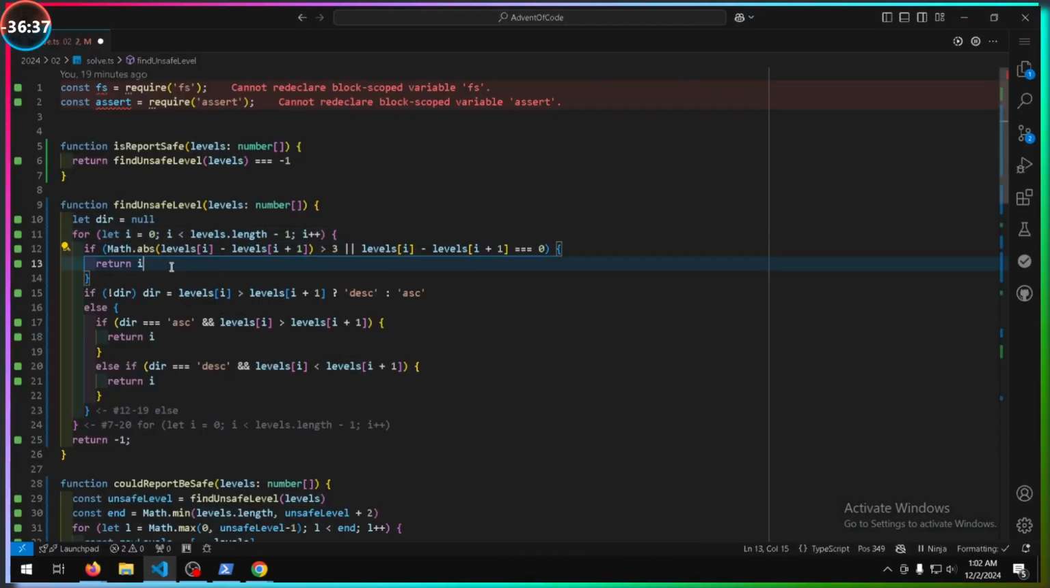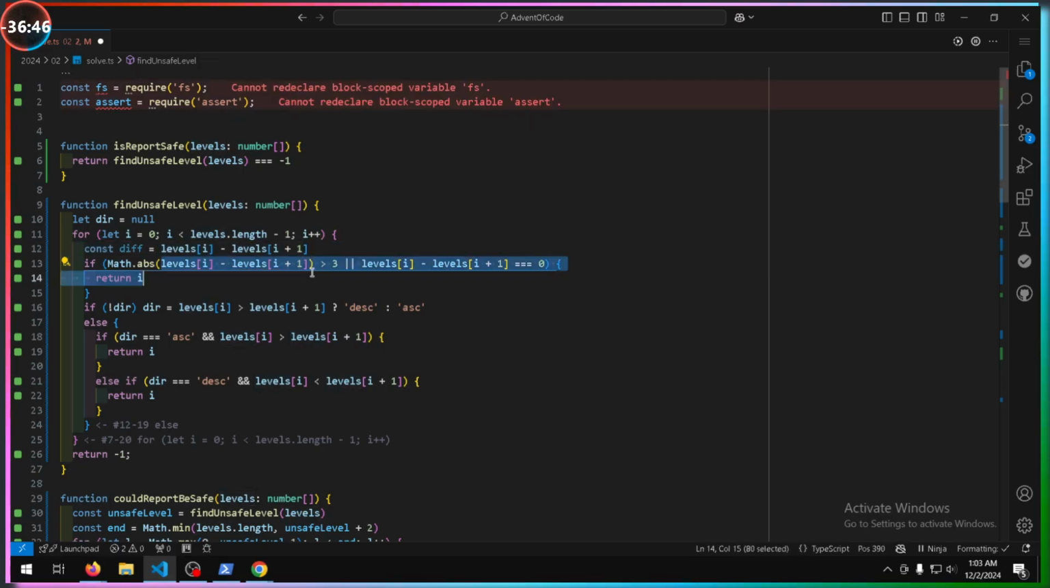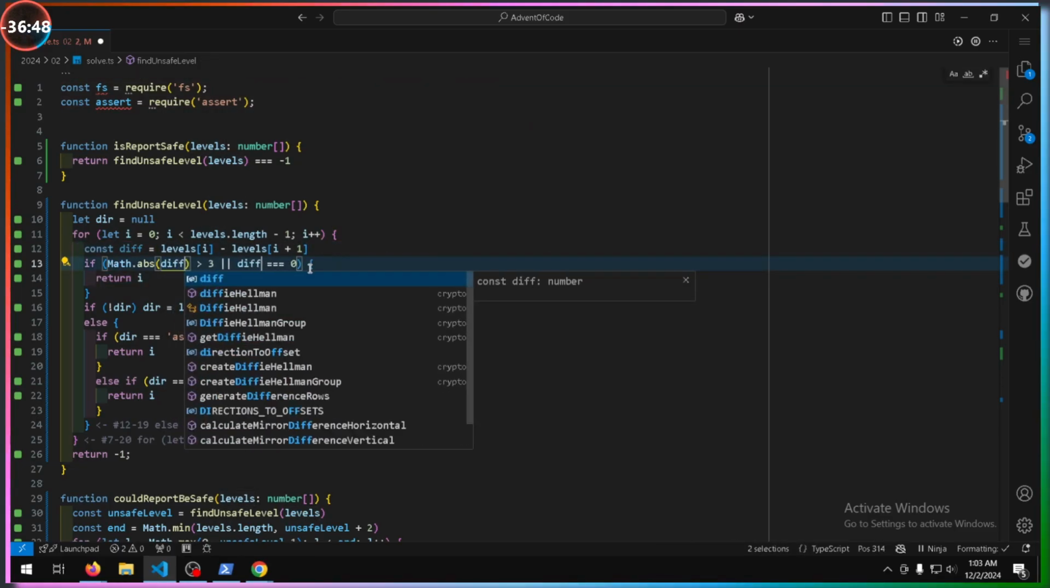So, first thing in refactoring, we identify the duplication. So let's just say const diff equals others. So we can say that to that.